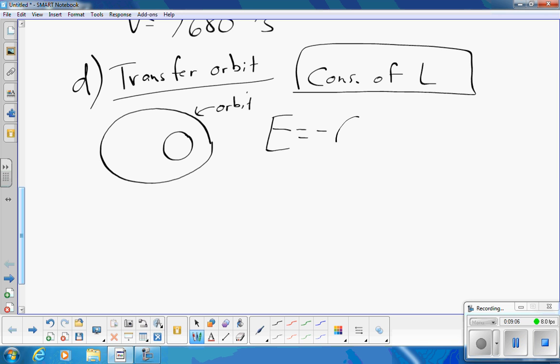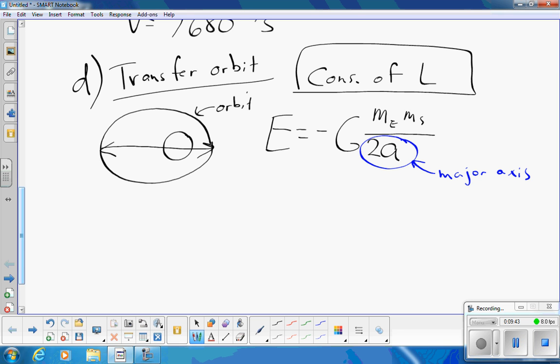And in an elliptical orbit, that is G times the mass of the Earth times the mass of the satellite, all divided by 2a, where a is the semi-major axis. Remember, a is the semi-major axis, so 2a, just going to make a note here, is the whole major axis, because a is half of the major axis, so 2a is the whole thing. The major axis is the distance across the elliptical orbit in that direction.